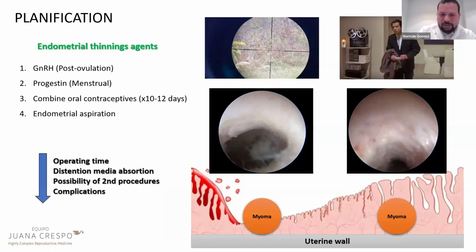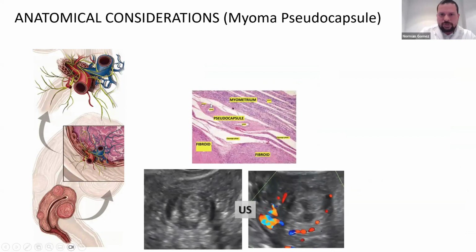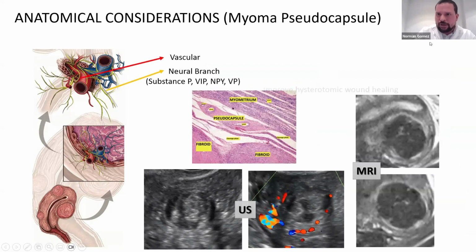So the endometrial preparation, it seems in studies, can improve the operating time for sure. The distension media absorption is reduced a lot. It reduces the possibility of a second procedure because you do an incomplete job, and it can also reduce the complications. So this is an important aspect to consider during the approach of this surgery.